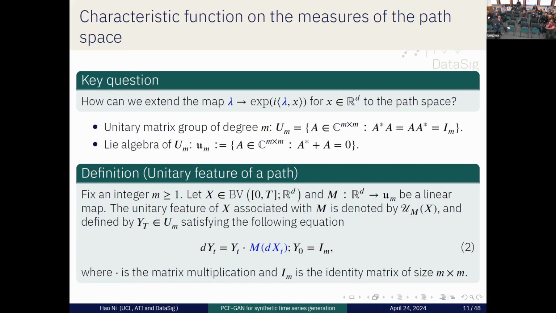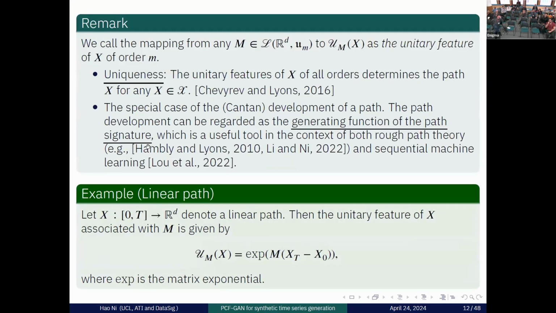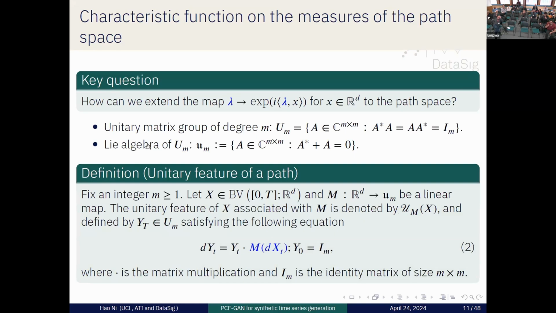For our case, we would like to extend this work for the measures of the pathways. Then the key question is how can we extend this exponential map when x is a path valued variable? So actually the rough path theory really provides an answer to this question. Before introducing the definition of the unitary feature of the path, which is the natural extension of this exponential function, I need to introduce the following definition.